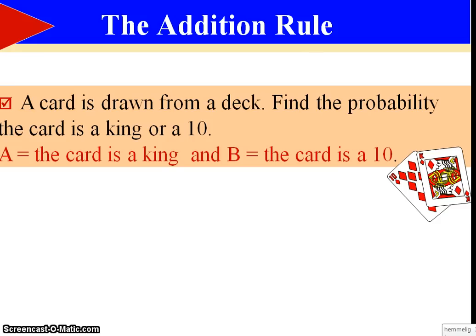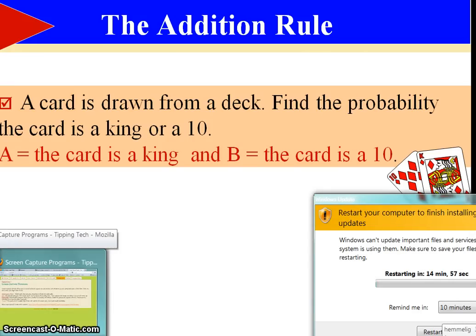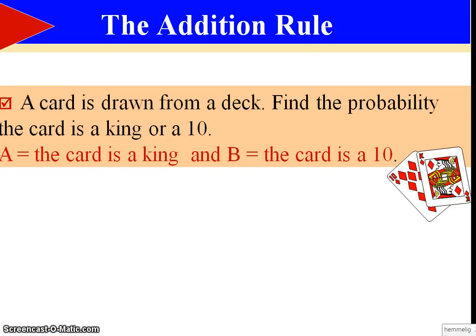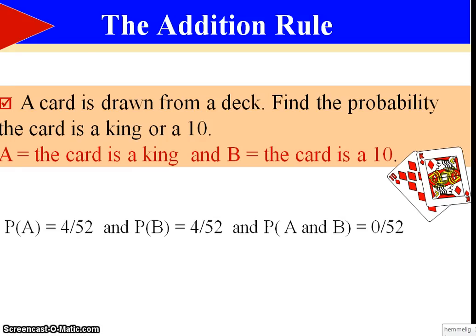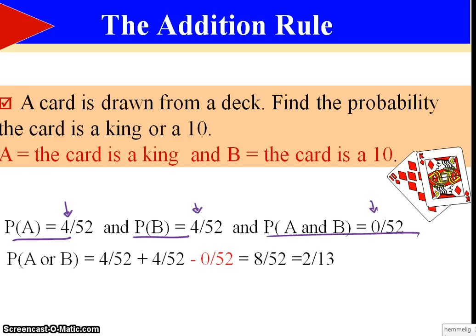The addition rule. Here a card is drawn from the deck, and we want to know the probability that the card is a 10 or a king. Are there any cards that are a king and a 10 simultaneously? You pull one card. Those two are mutually exclusive, so we need the probability of A, the probability of B, and the probability of A and B. There are 4 kings, 4 10s, and 0 that are both. So there are 4 kings out of 52, plus 4 out of 52. Subtract off the intersection, reduce your fraction, and you get 2 over 13.